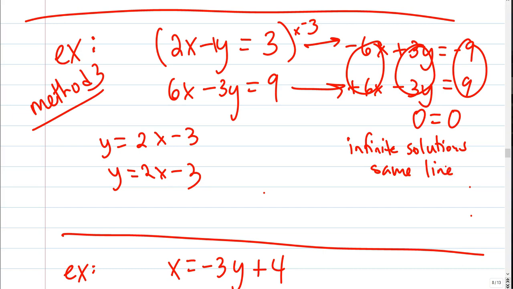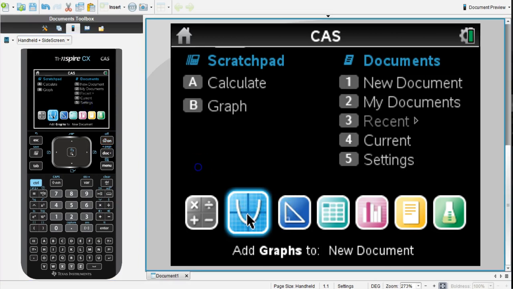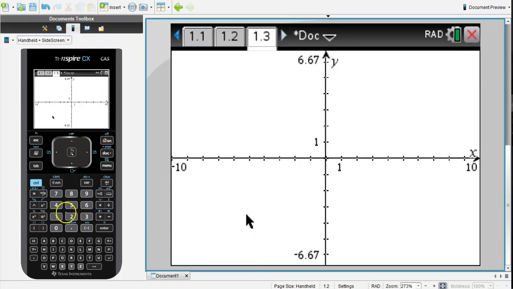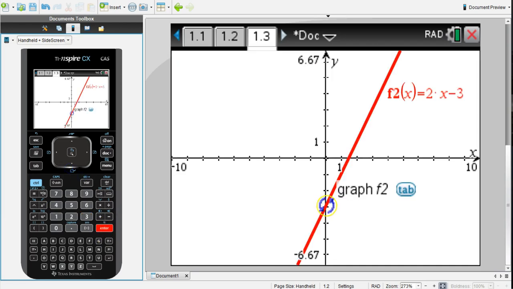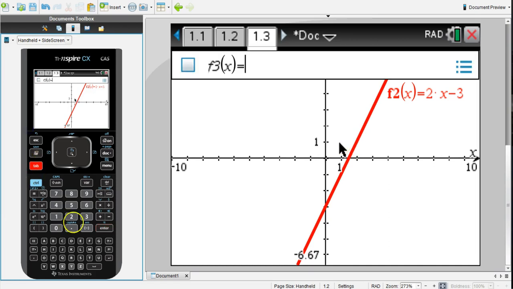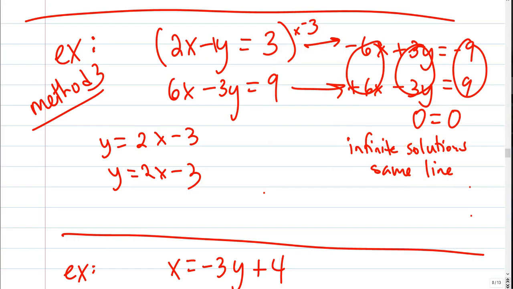If I were to graph 2x minus 3, what was it? 2. There's our first line. Y-intercept of negative 3 going up 2 over 1. And I graph another line at 2x minus 3. What just happened? They are literally the same line. So how many points do they have in common? Infinite. They are the same line.